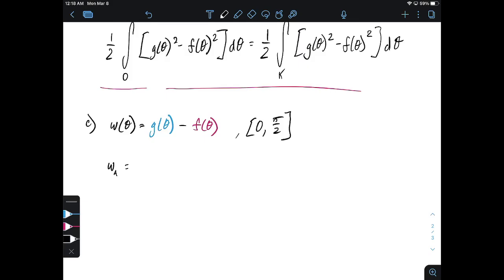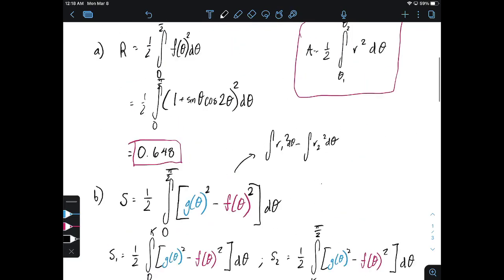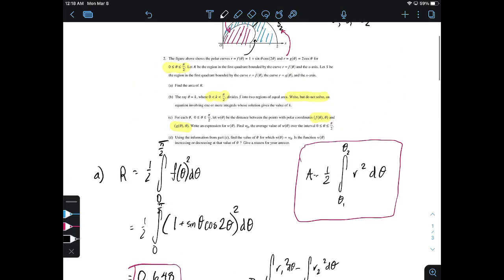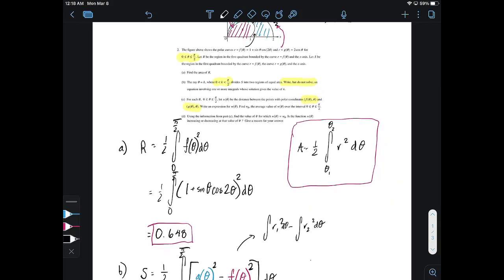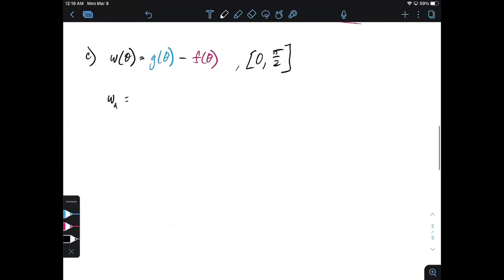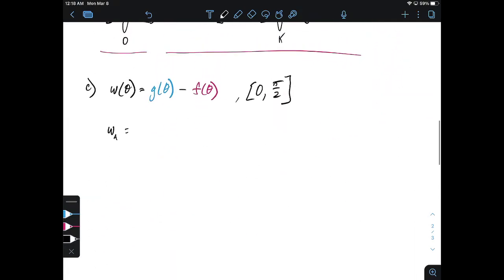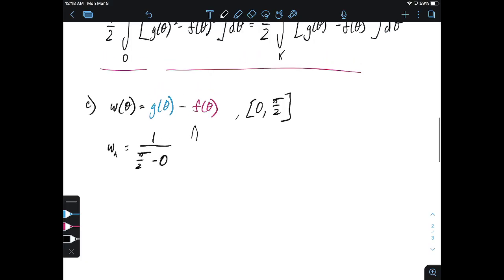And so what we do is find the average value of W theta over the interval 0 to pi halves. Okay. So what we need to do for this one is simply 1 over pi halves minus 0. And then we multiply that by the integral from 0 to pi halves of our W theta d theta.